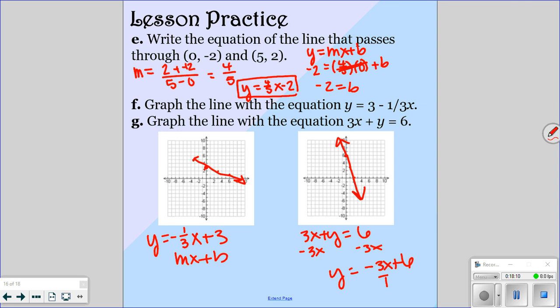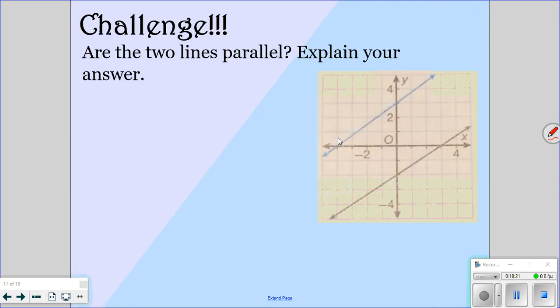So hopefully you were able to get most of those practice problems right. I hope that most of it was review, but if not, and y'all need to go over something, y'all do that. We're going to try the challenge question. Are these 2 lines parallel? Explain your answer. So see if you can figure it out, and then I'll go over it.